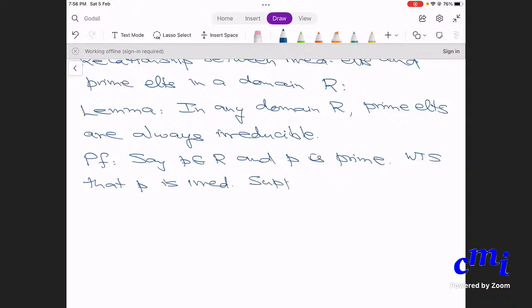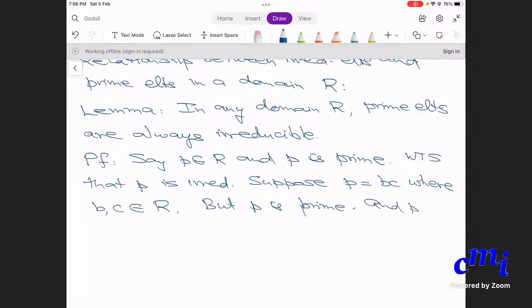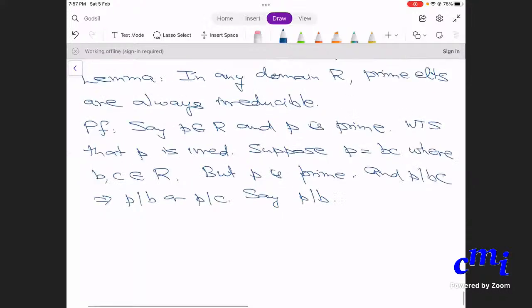So suppose P can be written as BC, where B and C belong to R. You know that P is a prime. What does P is a prime mean? It means whenever P divides BC, P divides B or P divides C. And P divides BC because P is equal to BC. This implies P divides B or P divides C. So say P divides B. What does P divides B mean? That means B equals P times some S for some S in R.